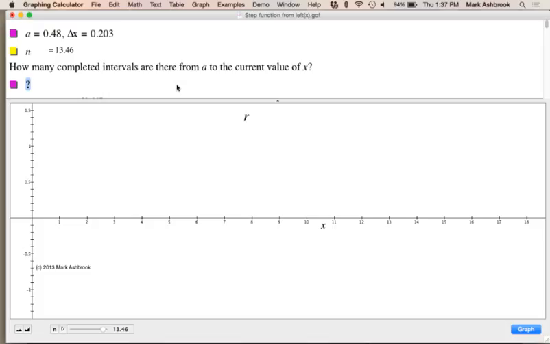Whenever I ask, I always want the process. I never want just a final answer. So what was your thinking to do this? So you wanted to take x minus? Okay.